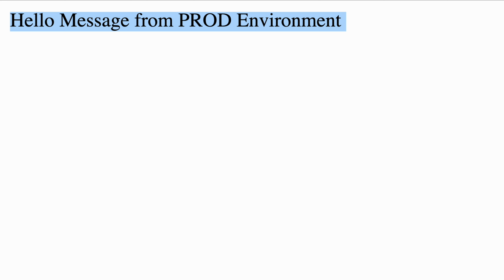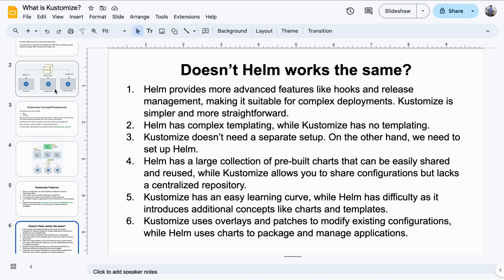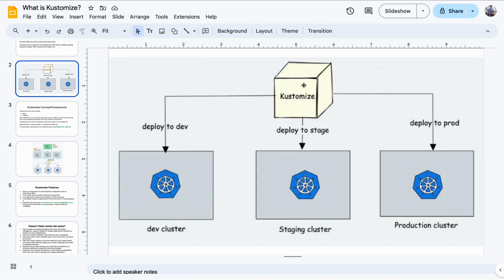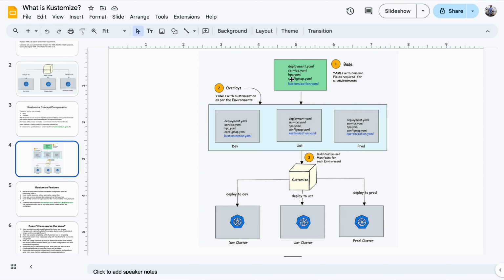So this is what we were trying to achieve using Kustomize, as shown in this diagram as well. So using Kustomize, we have deployed our application to the dev as well as prod namespaces, and we have also followed this flow diagram, which consists of base as well as overlay components.